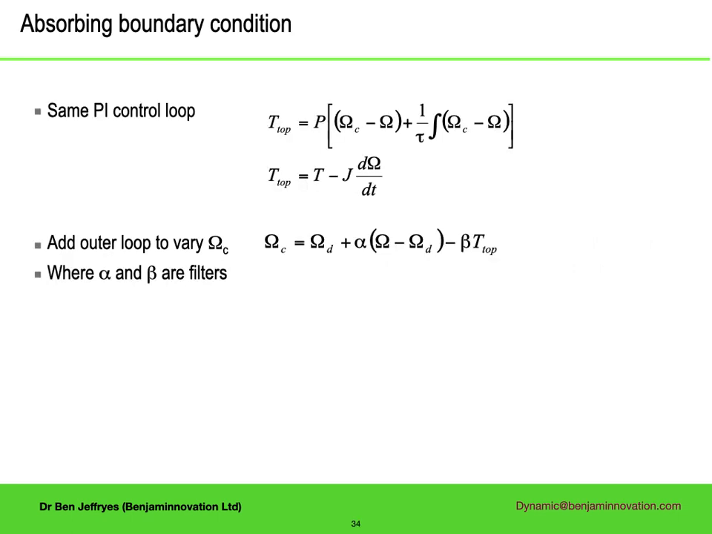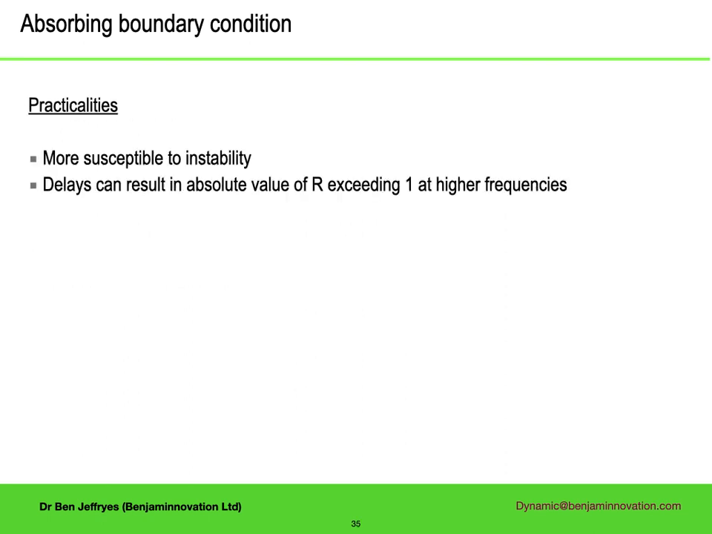So what's the alternative? The alternative is to try and make the top boundary absorbing, and this is done by adjusting the target rotation speed for the top drive, and doing this using a filter that includes as input the actual rotation speed and the top drive torque. It looks good, but there are problems. It's quite susceptible to instability. There's obviously a lot of parameters potentially to play with here.